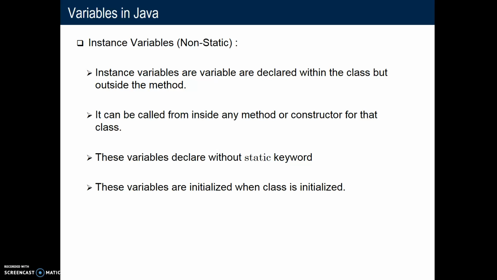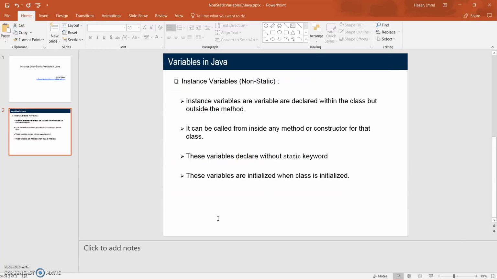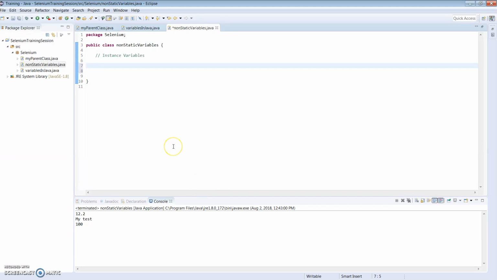The instance variables are declared without including a static keyword, and these variables are initialized when the class is initialized. So let's see some practical examples of creating instance variables as well as how we can use those variables in our code. As you can see, I have created a class called non-static variables, and now I will add some instance variables in this class.